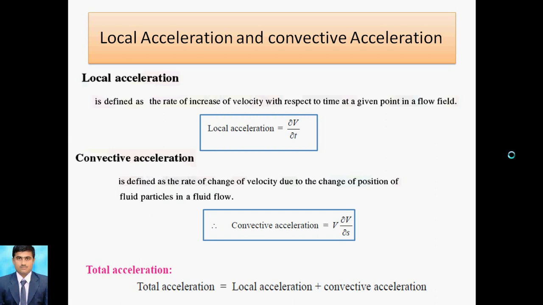First of all, we look at the local acceleration and convective acceleration. Local acceleration is defined as the rate of change of velocity, or the increase of velocity with respect to time. That is called local acceleration, given by dou v by dou t. Convective acceleration is defined as the rate of change of velocity with respect to change of position of fluid particles in a flow field. That means v dou v by dou s, where dou s means change with respect to space. If you add the local and convective accelerations, we get the total acceleration.